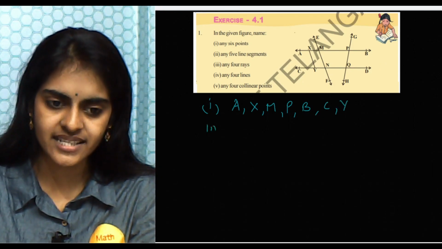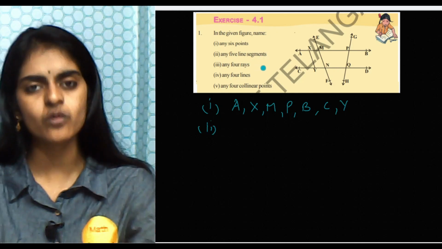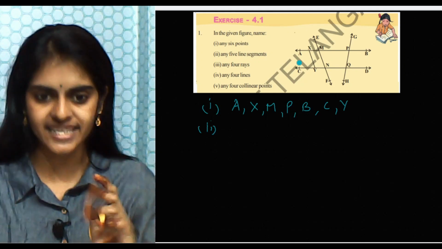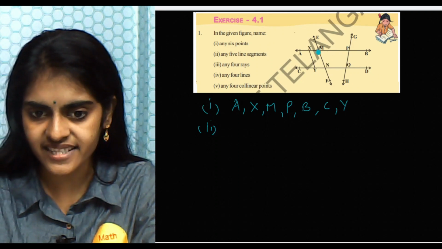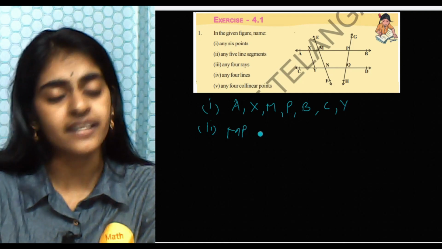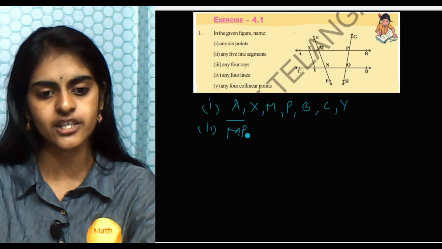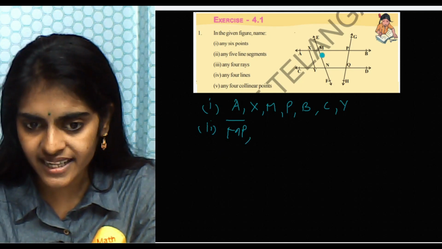Let us take the next question. Name any 5 line segments. So what is a line segment? A line segment has 2 end points, isn't it? Just see here, MP is a line segment. See, it has 2 end points. And how do you represent a line segment? You draw a line segment symbol over these two end points. Next you see MN is again a line segment.